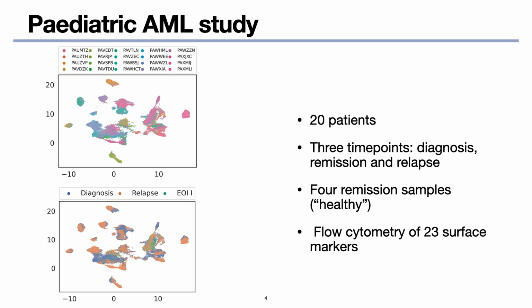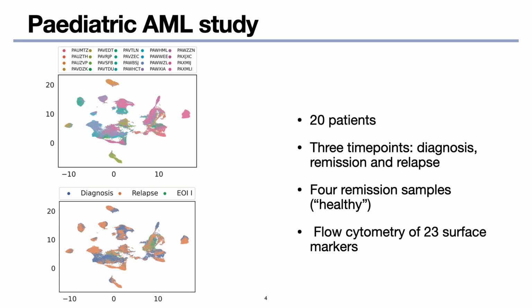In this data set, we have flow cytometry of 23 surface markers of in total 20 patients. Here on the left you see the 23 surface markers that were fed through UMAP, so you see the first two UMAP dimensions. At the top they are colored by these 20 patients. At the bottom, we colored them by the time points.